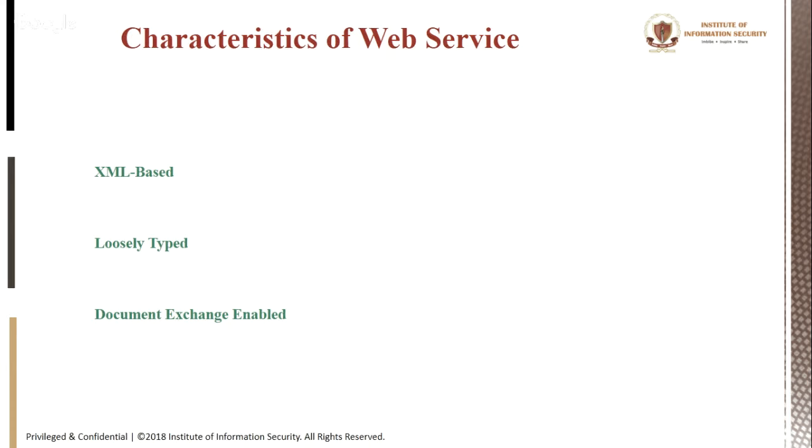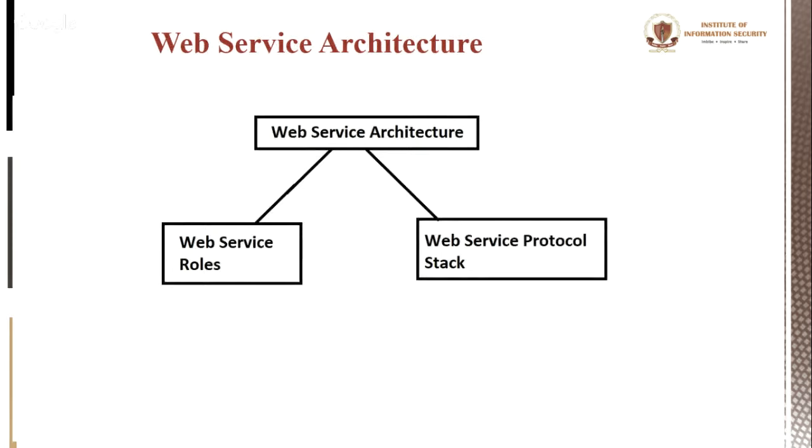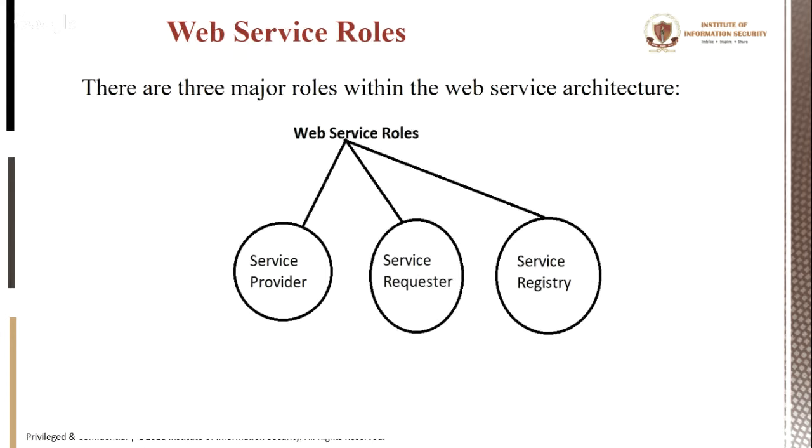Let's move on and see web service architecture. Basically the architecture of web services covers two things. First is web service roles, second is the web service protocol stack. There are different roles in web services. There are three major roles: service provider, service requester, and service registry.